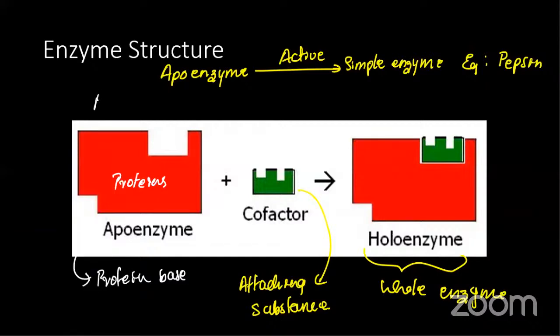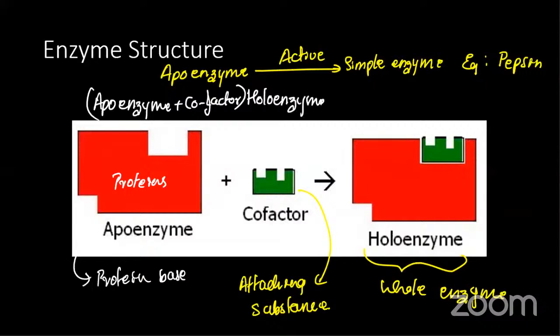But sometimes it needs certain things. If the apoenzyme needs a cofactor, then it will become the holoenzyme, for activation. Then we call these kinds of enzymes conjugated enzymes, as we saw with conjugated lipids. Exactly that kind. There are several examples, and we will see them later, such as oxidoreductase enzymes.